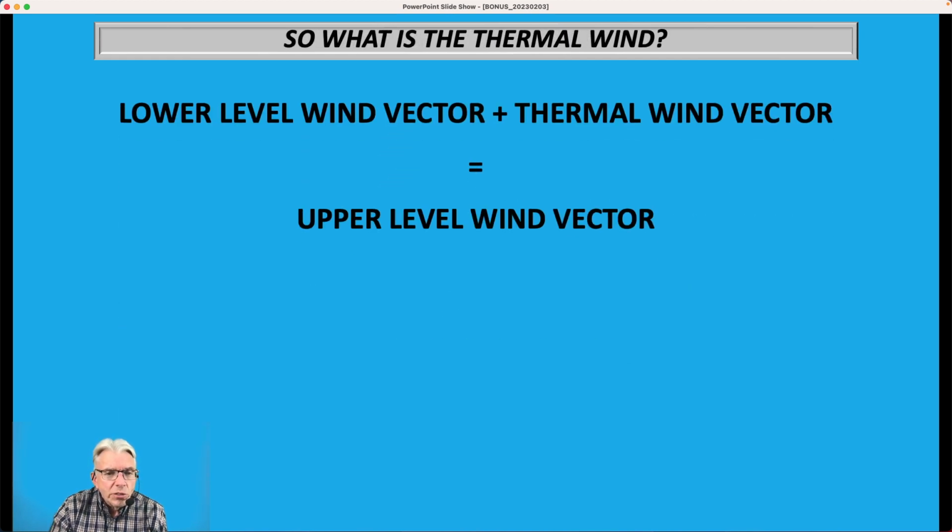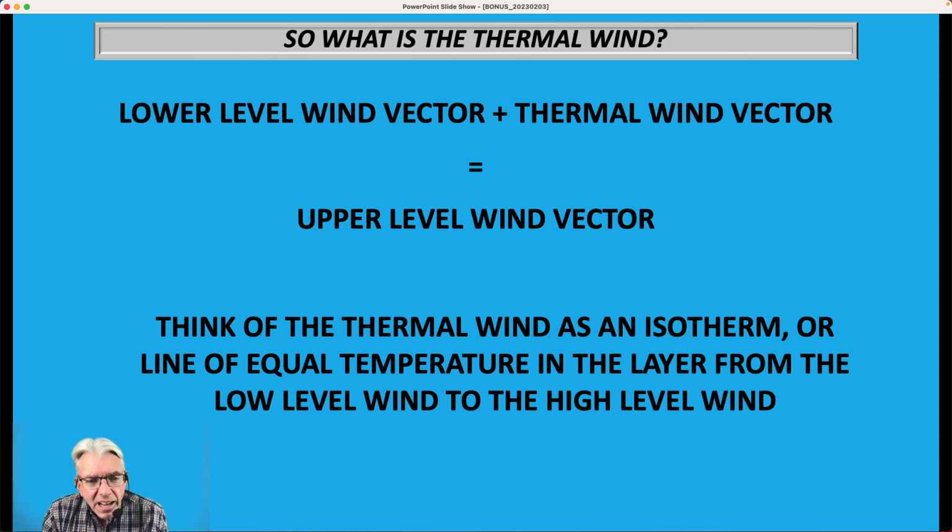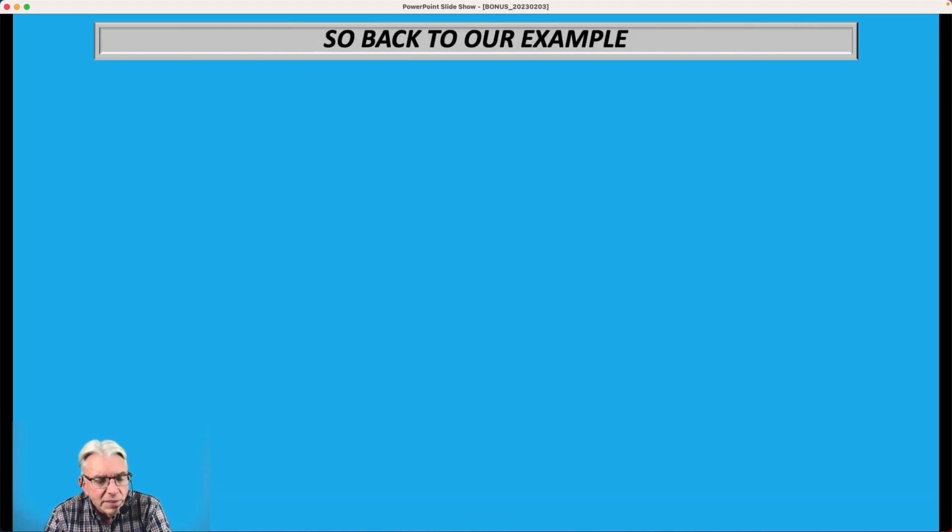Okay, so what is the thermal wind? Well, it turns out that the lower level wind vector, which in our hypothetical case here is northwest at 15, plus the thermal wind vector is equal to the upper level wind vector, okay, which in this case is southwest at 45. And think of the thermal wind as an isotherm, or a line of equal temperature in the layer from the low level wind to the high level wind, okay? So in a sense, it's sort of telling you what the amount of vertical wind shear is in that layer.